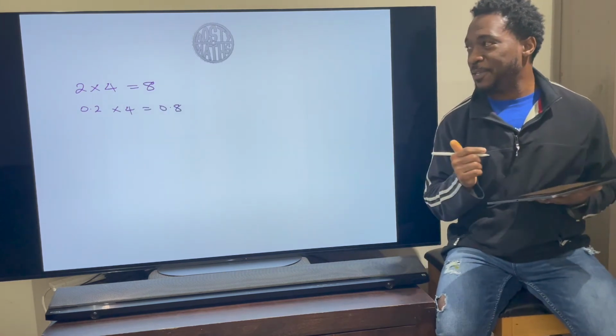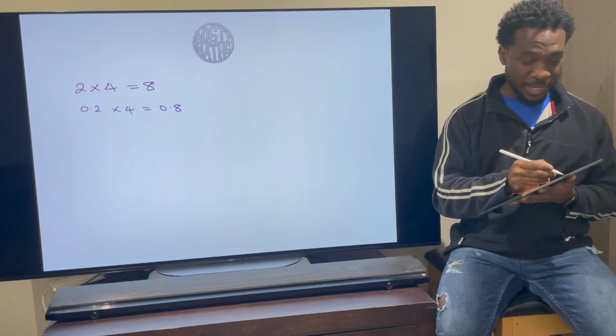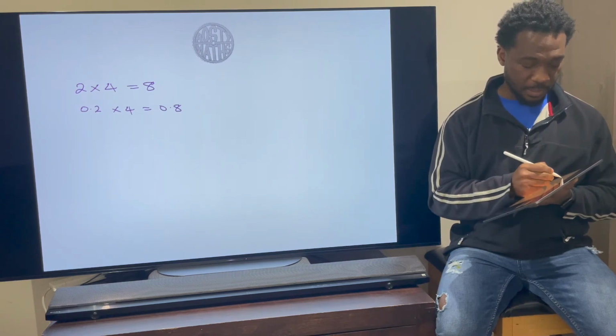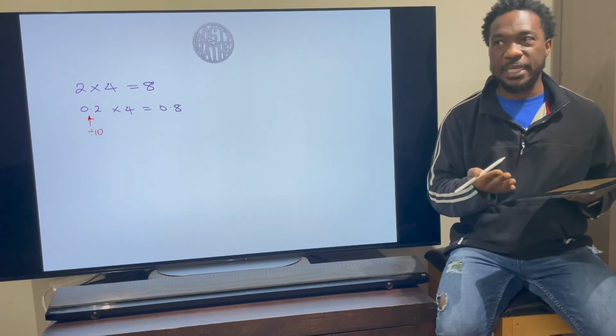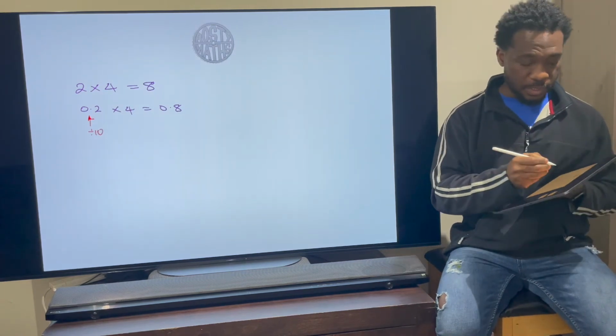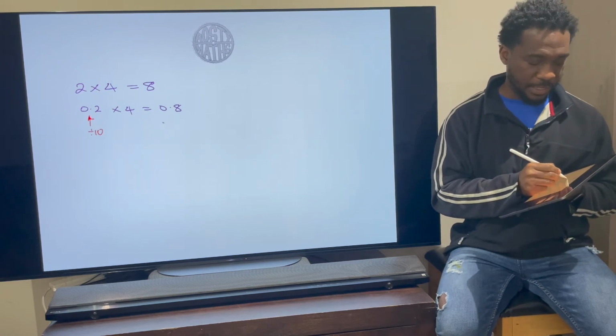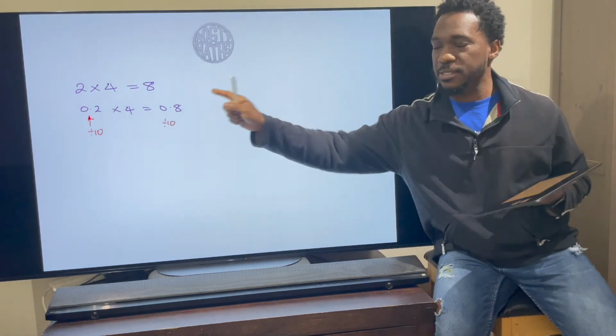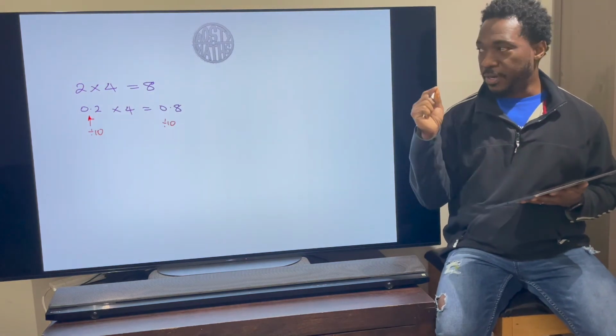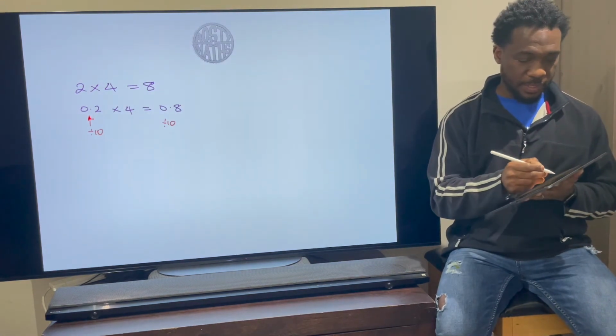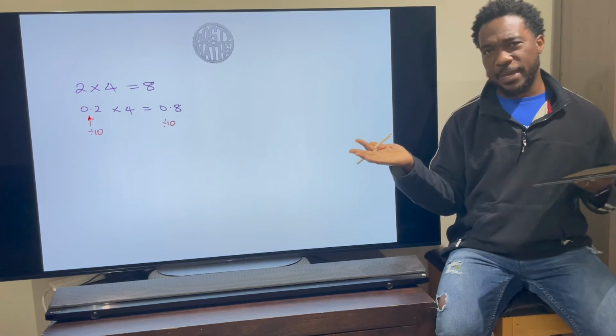But why, you say, Mr. Ross? How do you know that? Well, the reason why I know that is because this 2 was divided by 10. That's why it became 0.2. So guess what? My answer, which was 8, has to also be divided by 10, and that's how we get 0.8. All right, let's just see what else happens with these numbers. My 2, my 4, and my 8, they're still together.